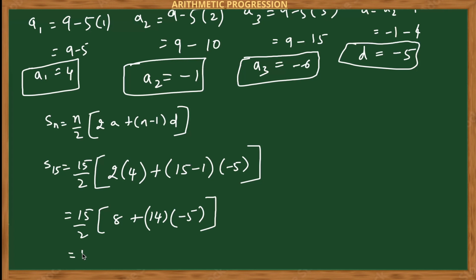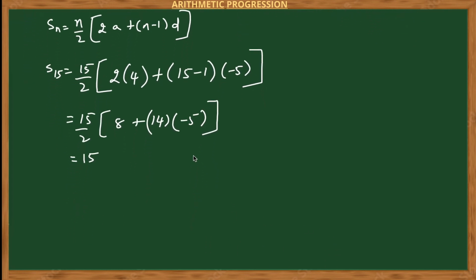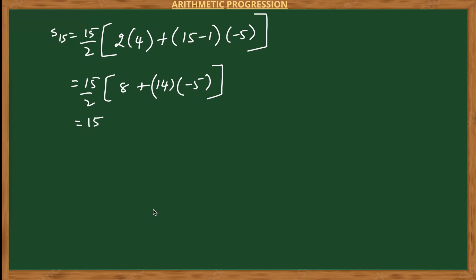Further solving, let's bring the cursor down. Okay, so it's 8 plus 14 times minus 5, which is minus 70, giving minus 62. So further, 15 divided by 2 into minus 62.